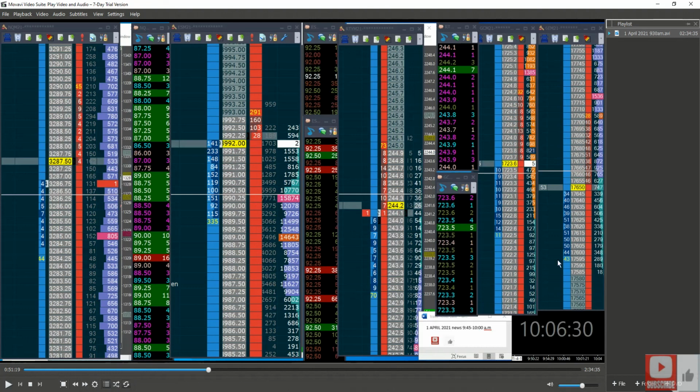Euro bounced off its lows. I mean, it was going lower, and it kind of reversed from that area. ES is at its highs here. Nasdaq is back at the 88. Remember, we're talking about the 88s here.